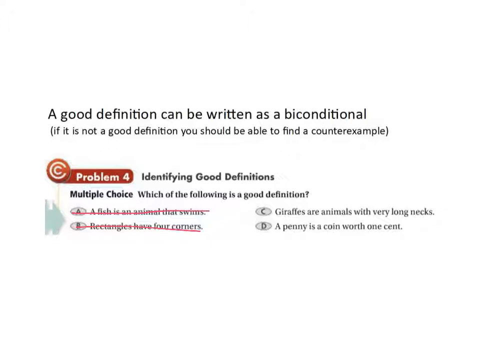Giraffes are animals with very long necks. That's true, yes. Switch it around. If it's an animal with a long neck, then it's a giraffe. Well, what are some other animals with long necks, right? Okay, so it could be like a flamingo. You know, there's lots of animals I could come up with that would have a long neck. They aren't giraffes. Not going to work.